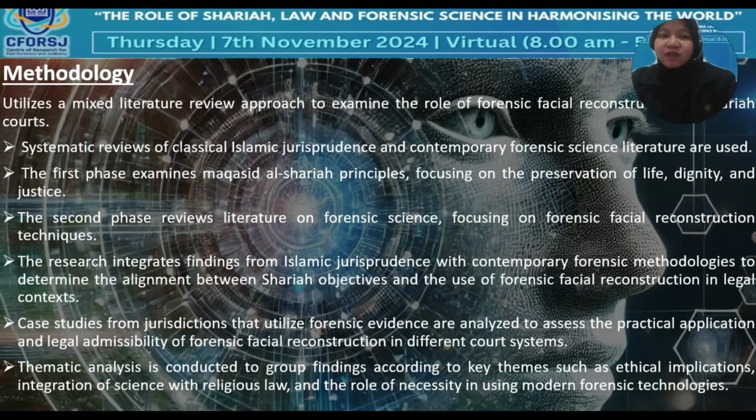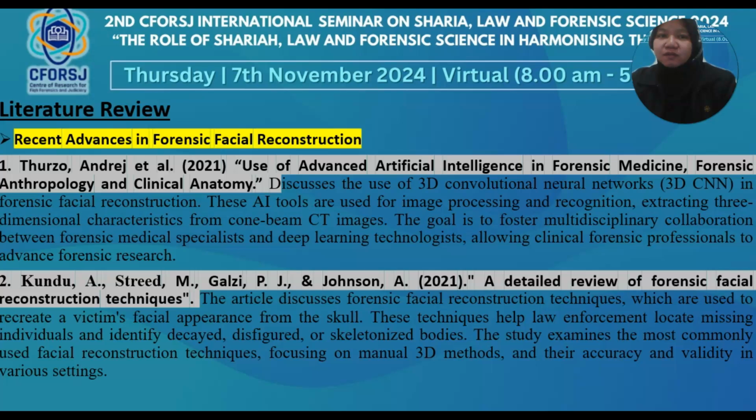The research integrates findings from Islamic jurisprudence with contemporary forensic methodologies to determine the alignment between Shariah objectives and the use of forensic facial reconstruction in the legal context. So lastly, thematic analysis is conducted to group findings according to key themes such as ethical implications, integration of science with religious law, and the role of necessity in using modern forensic technologies.